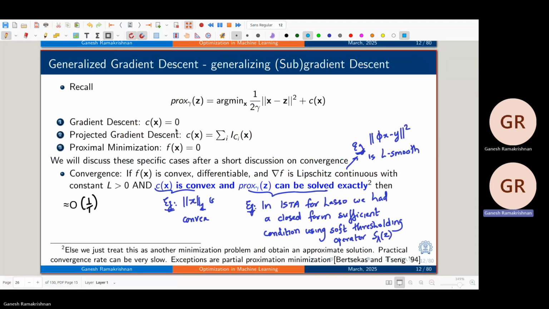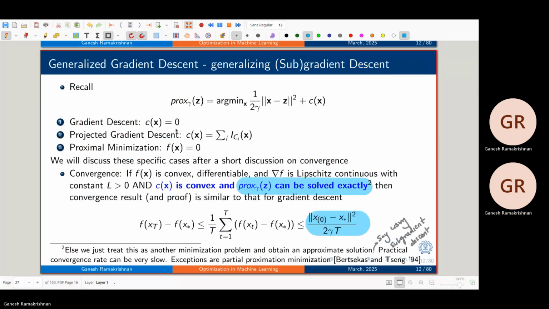what does it mean? In ISTA, for example, for lasso, you got a closed form sufficient condition using the soft thresholding operator. So assuming that is taken care of as a constant, then f of x_t minus f of x star is upper bounded by the norm of x naught minus x star squared divided by 2 gamma t. What does it remind you of?